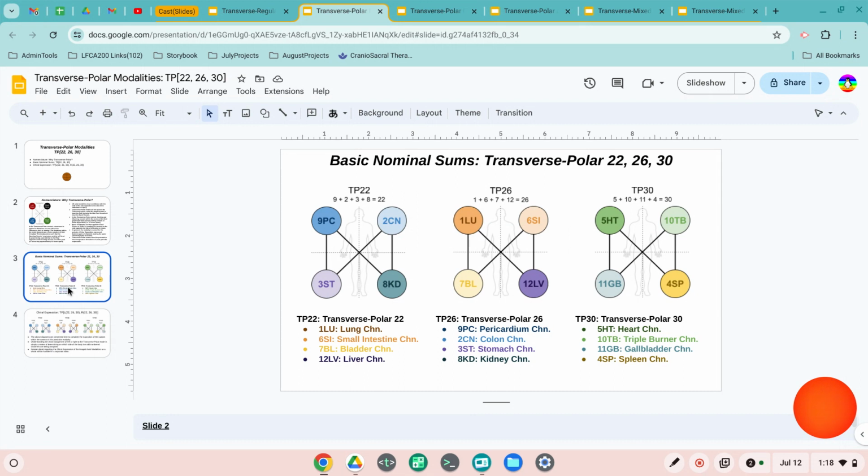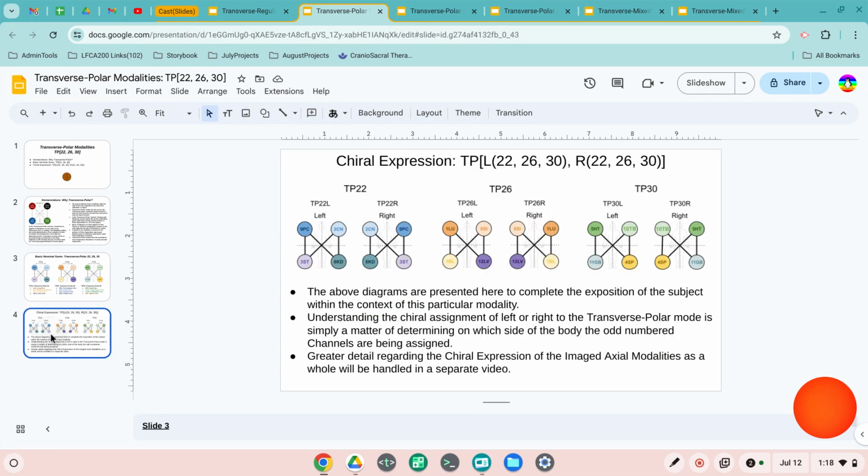Slide 3, Chiral Expression. The above diagrams are presented here to complete the exposition of the subject within the context of this particular modality. Understanding the chiral assignment of left or right to any one given mode in the transverse polar context is simply a matter of determining on which side of the body the odd-numbered channels are being assigned. Greater detail regarding the chiral expression of the imaged axial modalities as a whole will be handled in a separate video.